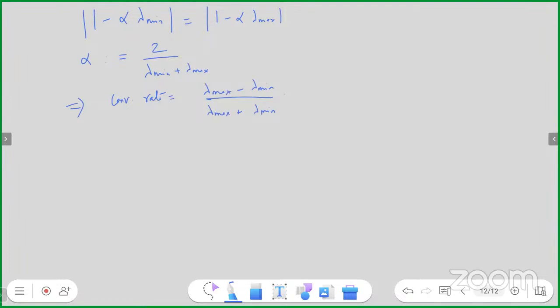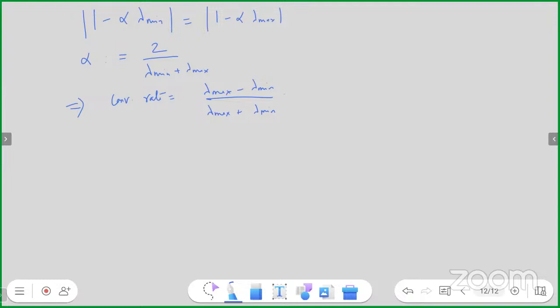Is it good news or bad news? It will converge, but not faster, linear. But what does it tell you? If lambda max and lambda min are very close to each other, what's happening? Very close to zero. It's very good, right? So you want the matrix Q to be such that all the eigenvalues are very close to each other. But what if it's not? One is very large, other is very small.